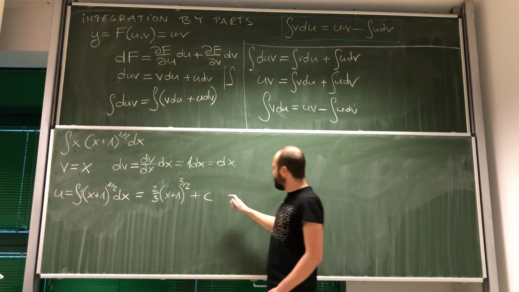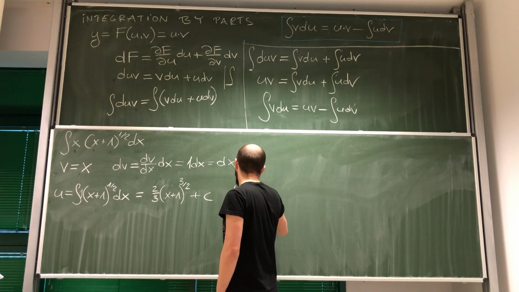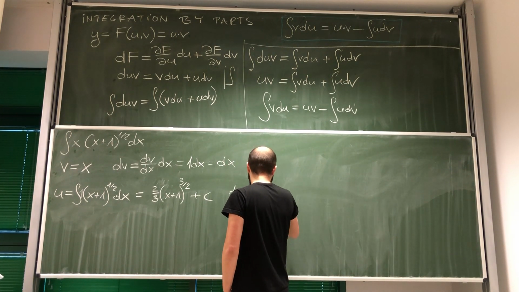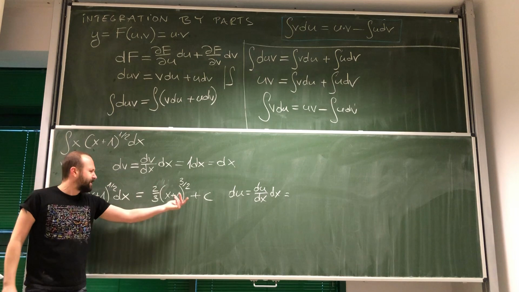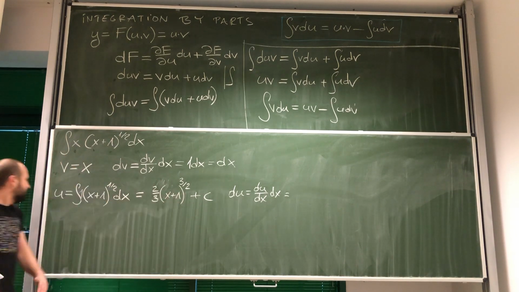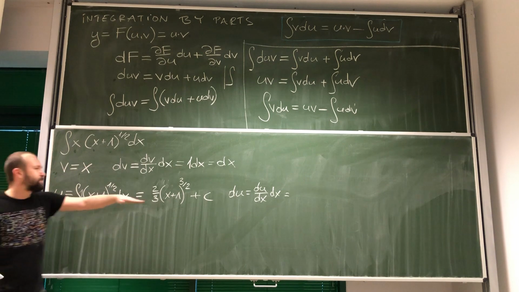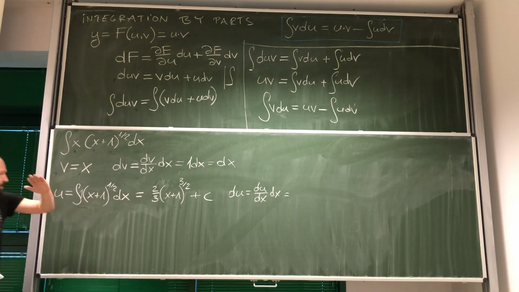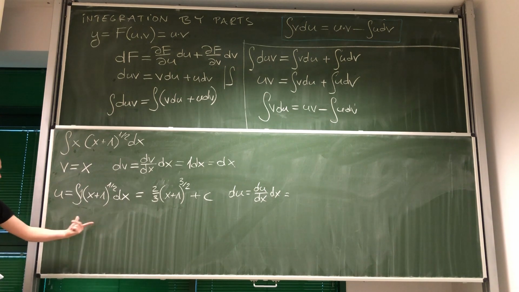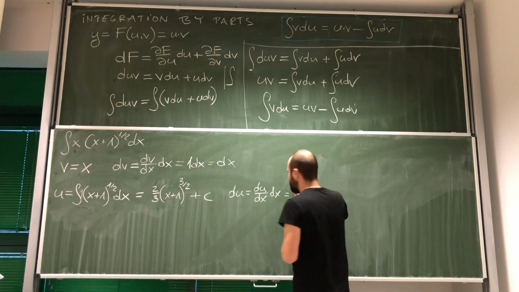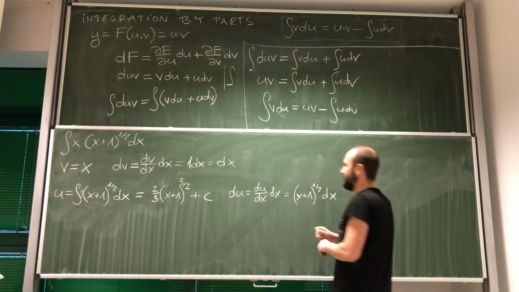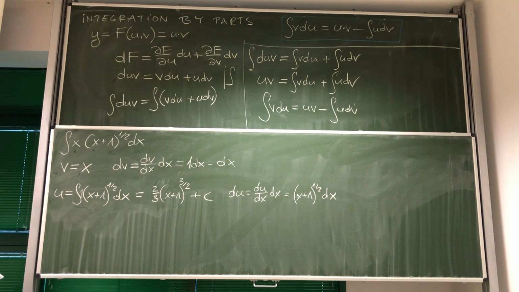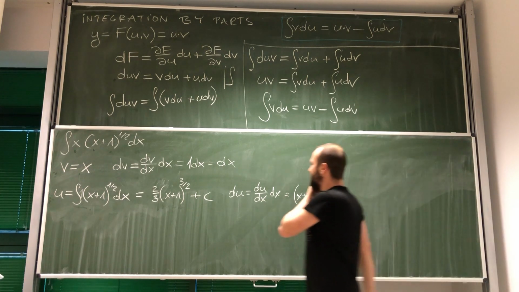But look, what we can do now is to calculate du, which is of course equal to du dx times dx. And look, here we could calculate it using the chain rule, but it's kind of pointless, because if this is the integral, then this must be a derivative inside the integral. So our du is equal to x plus 1 to the power 1 over 2 dx.